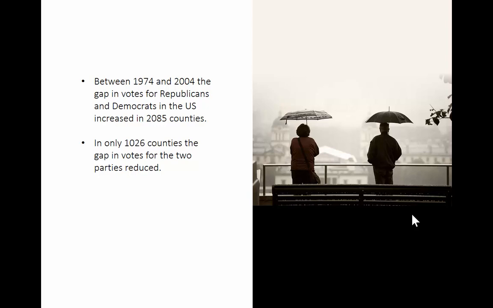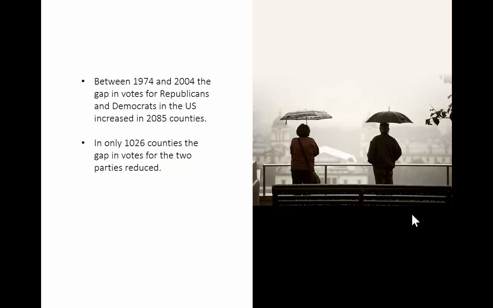So the evidence that he shows here is that between 1974 and 2004, the gap in votes for Republicans and Democrats in the US increased in over 2,000 counties. Right? That's sort of these small electoral districts. While in contrast, in only 1,000 counties, the gap in votes for the two parties reduced. At the same time, you'll see later on, the overall votes became closer.